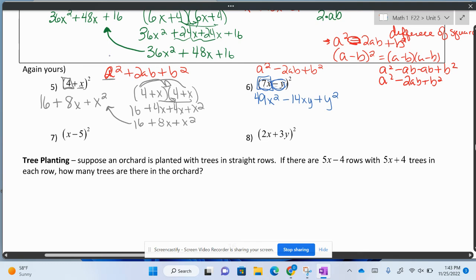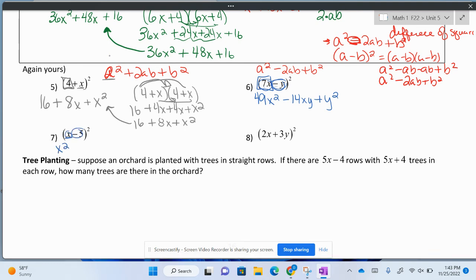Example number 7, a difference. The first term, square it. Multiply the two terms. Negative 5x times 2 is negative 10x. Take the last term and square it. 5 times 5 is 25. This is a sum, so we're going to have plus plus. 2x times 2x is 4x squared. 2x times 3y is 6xy, times 2 is 12xy. And then the last term squared. 3 times 3 is 9y squared.